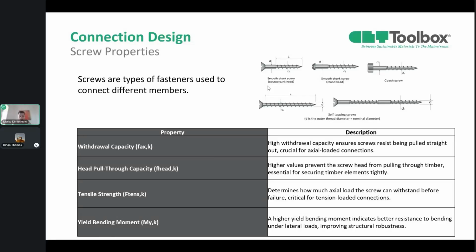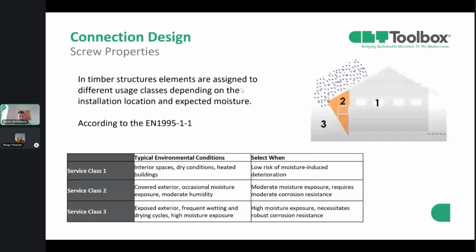Here are some of the main properties of screws. So we have withdrawal capacity, that ensures the screw resists being pulled off. Then head pull through capacity, that is preventing head pulling, and the yield bending moment as the main properties of each screw. In the timber structures, elements are assigned to different usage classes depending on the installation location and expected moisture. Service classes, according to Eurocode, defines how timber responds to environmental humidity, influencing the choice of the connection.